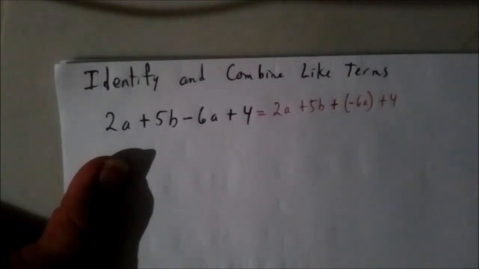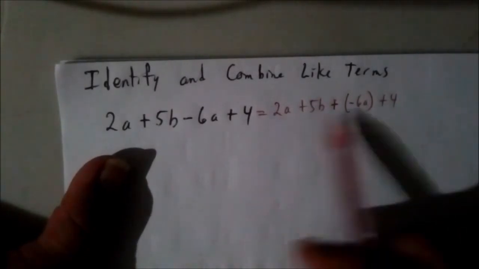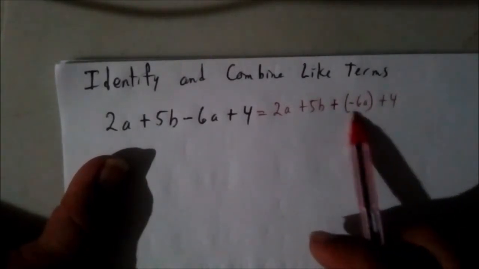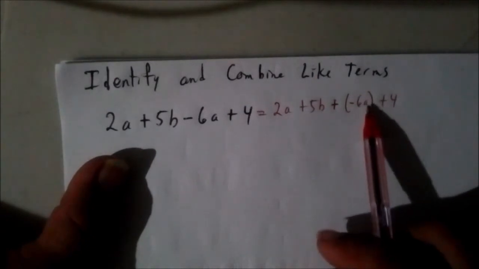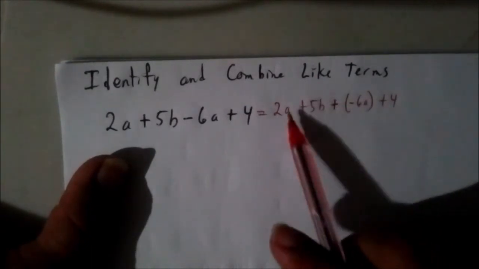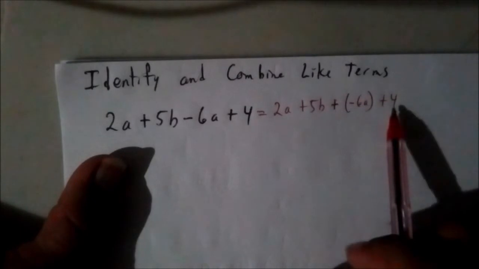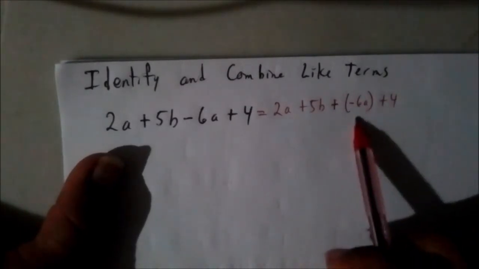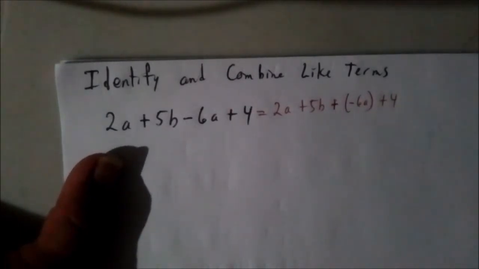For example, 2a and 6a are similar terms. Why? Because the variable that they hold are the same. 5b and the other ones are not like terms. The 4 is not a like term with any one of them, right? So that is what we call like terms.